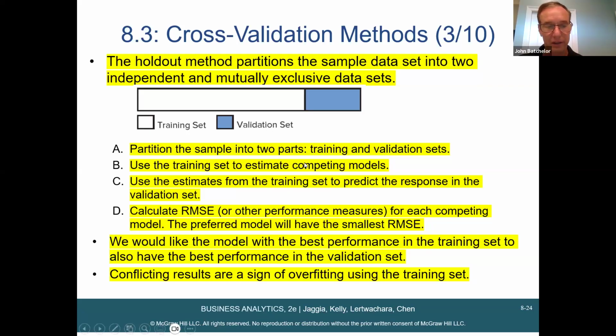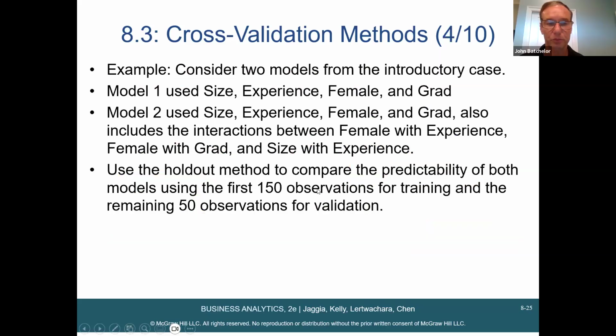And then conflicting results are a sign of overfitting using the model. So we would like the model with the best performance in the training set to also have the best performance in the validation set. So if you've got two or three models that you're running through and one does the best in your training set, you would hope that that same one does as well in the validation set. But if it doesn't, then you know there's something wrong. You've created too many variables or are using variables that don't matter, and that's throwing off your set there.